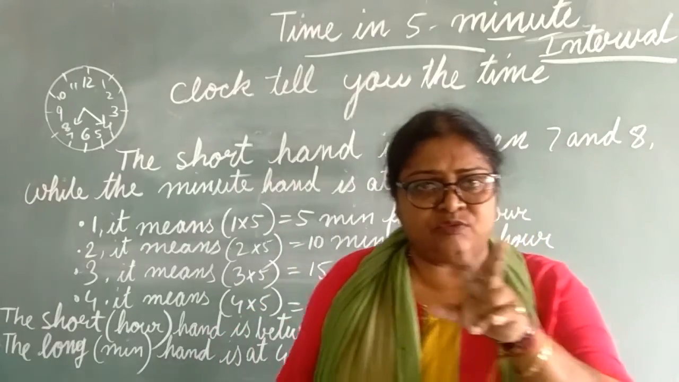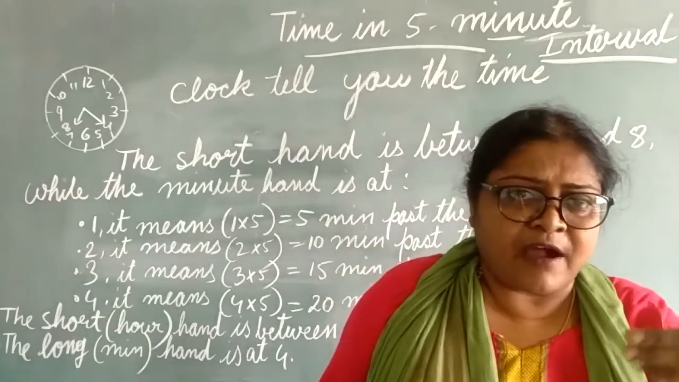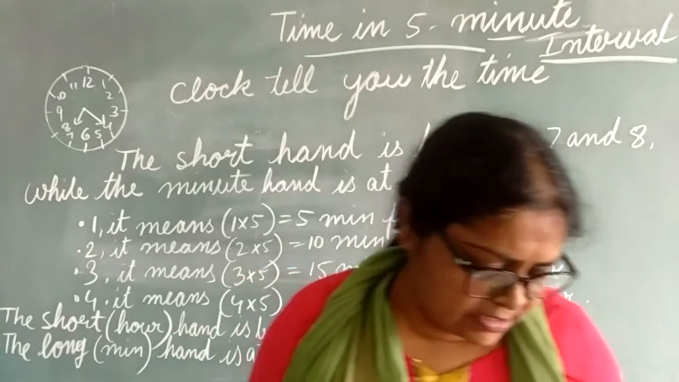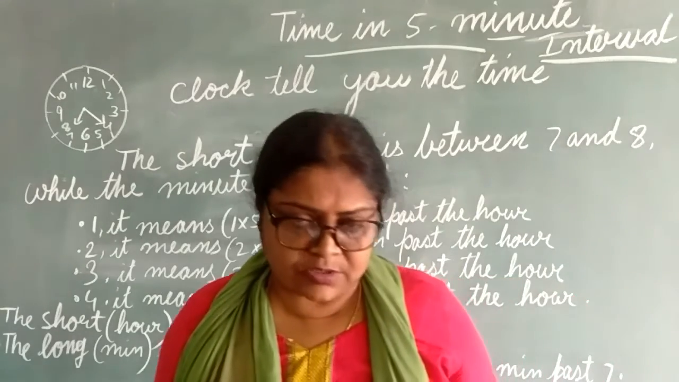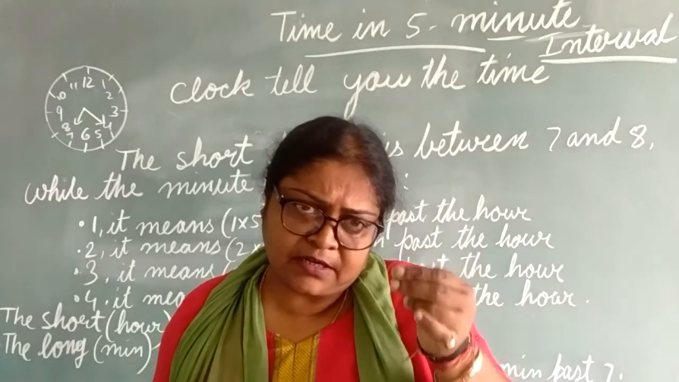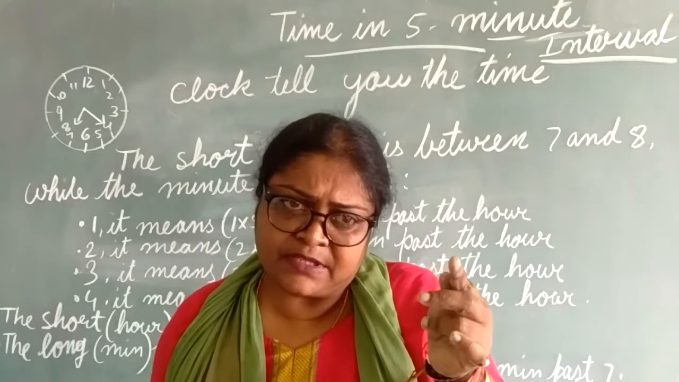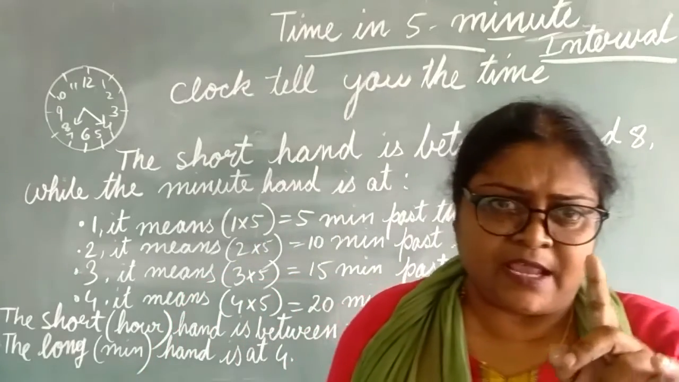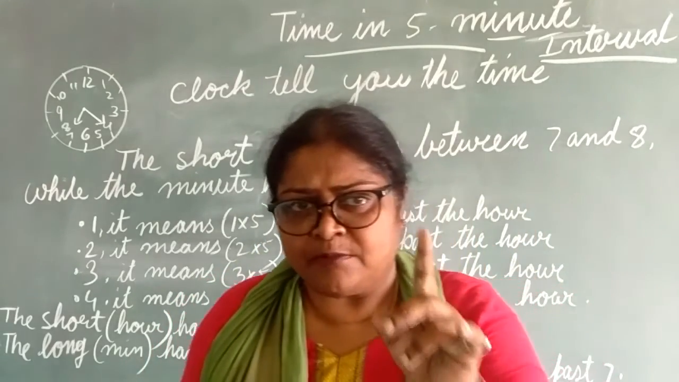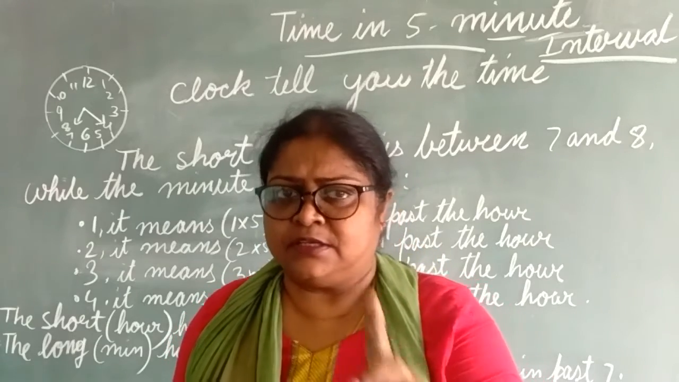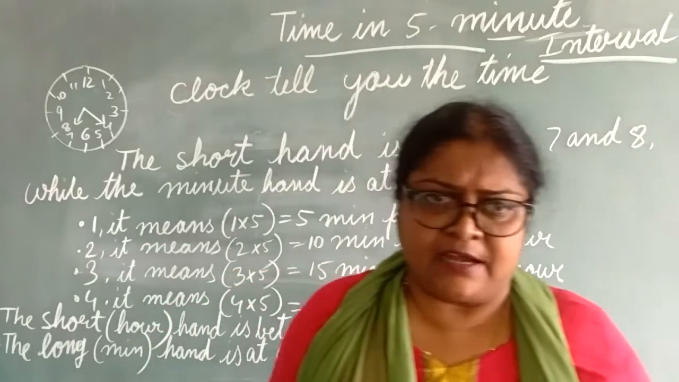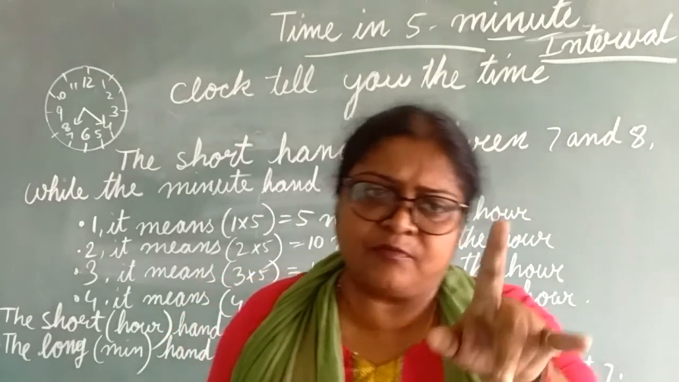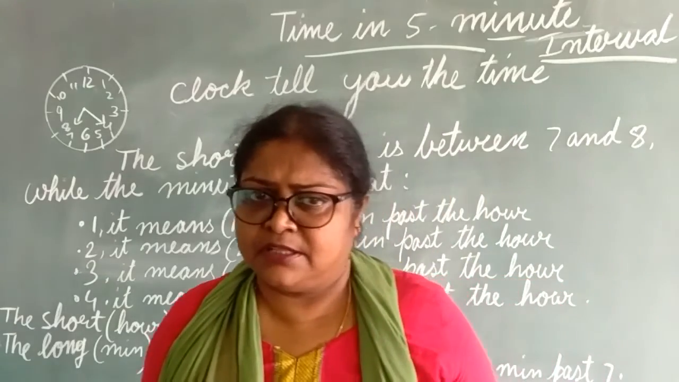You learned that between neighboring numbers there are 5 small indicators. Each indicator shows 1 minute. That means between 12 and 1 there are 5 minutes. The minute hand takes 1 minute to cross from one indicator to the next. So how many minutes will it take to cross from one number to the neighboring number? It will take 5 minutes. That you have learned.